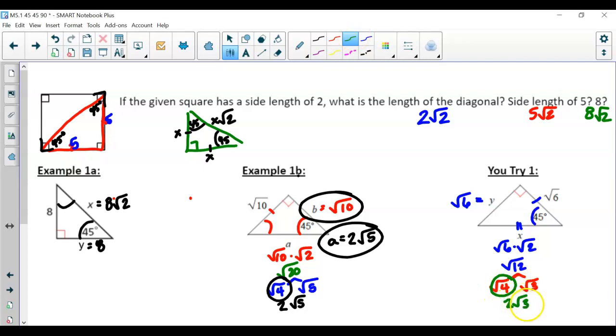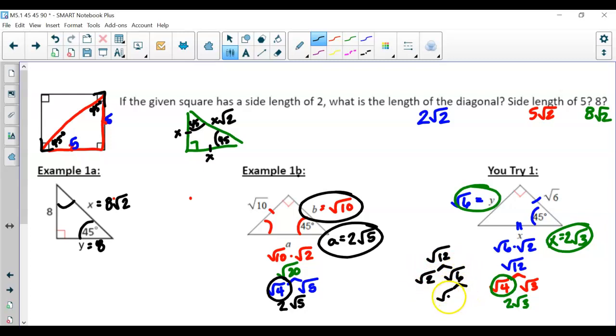So 2 radical 3. So x is equal to 2 radical 3 and y is equal to radical 6. Now you could do prime factorization. So let's just say, if you break this down, you could do 2 times 6. Then you're done with 2 because it's prime, but you can break down 6 into 2 and 3.